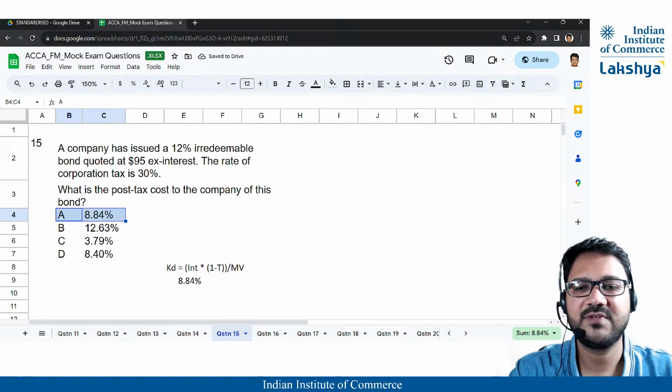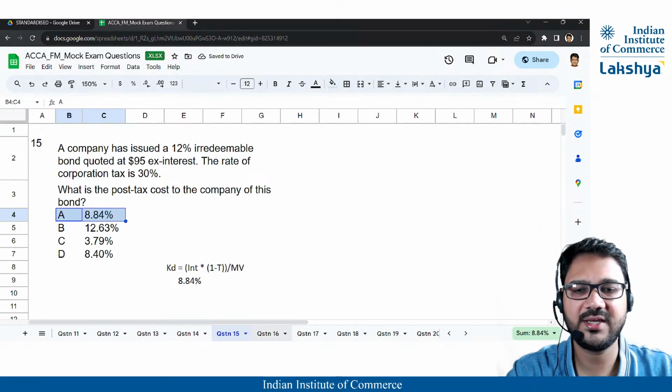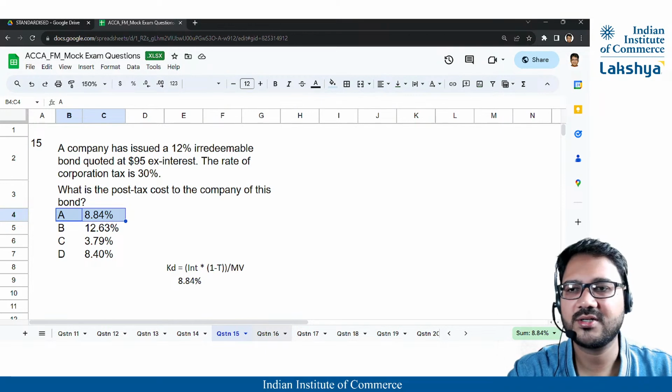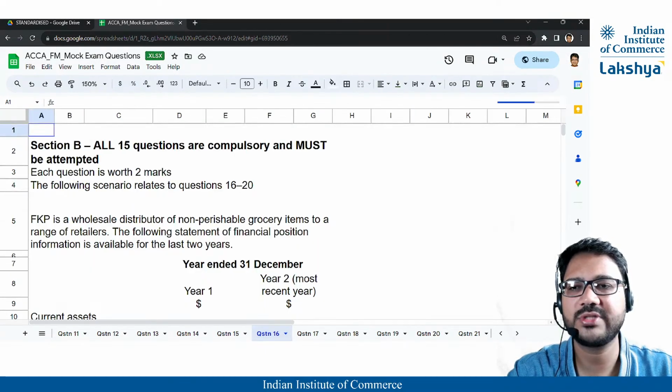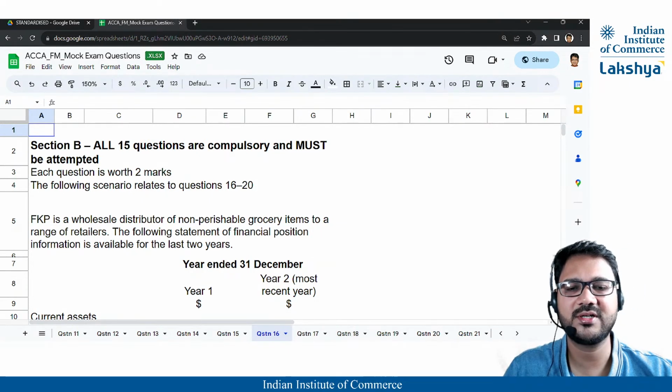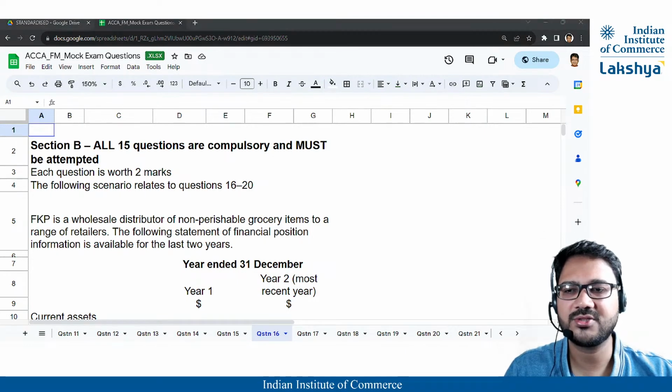Okay. With this, we are done with section A. It took us less than an hour. All right. So it was very quick to do. Now we'll move on to section B. So before we move on to section B, let's take a quick 10 minutes break and then we shall continue with section B. Okay. So see you in 10.